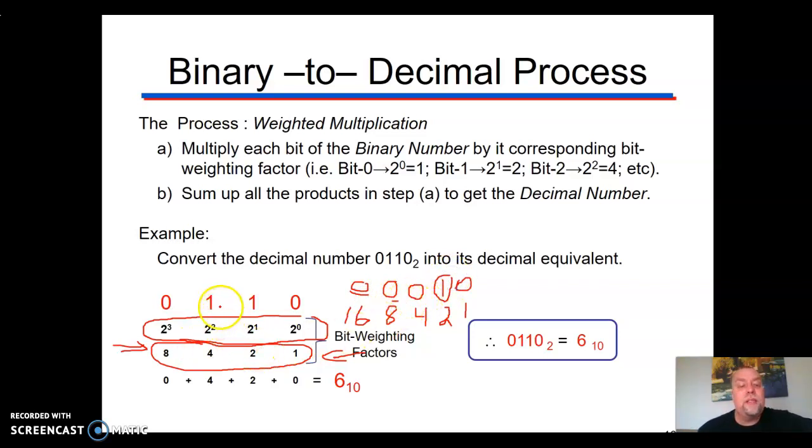Okay, so in this case here, we've got a 1 here, so we bring the 4 down here. We've got a 1 here, so we bring this factor down here. And then all we do is add the factors, which gives us, in this case, 6. Okay? Hopefully that makes a little sense. Let's go to the next one here.